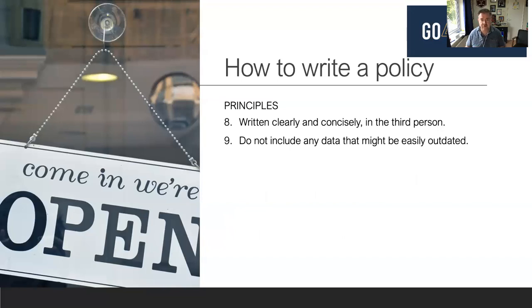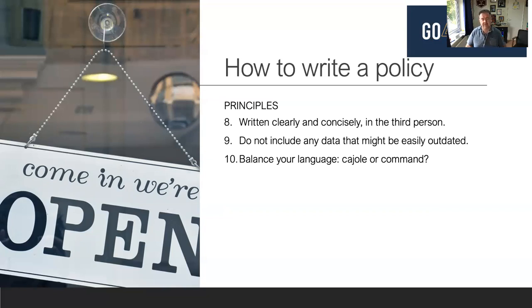As best you can, try not to include any data that's going to easily be outdated. The last thing we want is to have to be going back in and updating policies on a monthly basis because of market data that's been referenced, or because there's legislative or regulatory changes that we know are happening and that are constantly requiring us to update our policies. That just becomes a cumbersome process, and we don't want to do that.